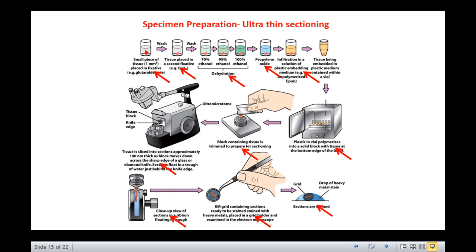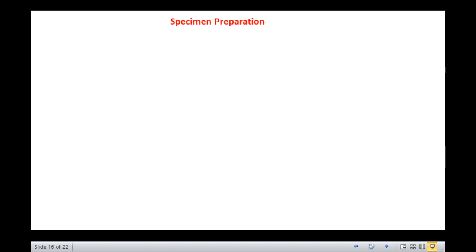Let us now discuss the next method of specimen preparation, that is negative staining. Although individual macromolecules such as DNA or proteins can be visualized in the electron microscope if they are shadowed with a heavy metal to provide contrast, finer detail can often be gathered by negative staining.